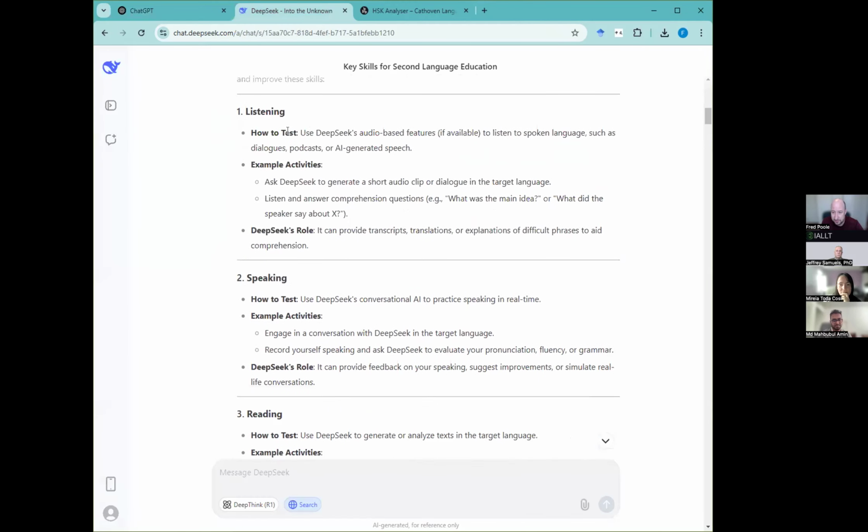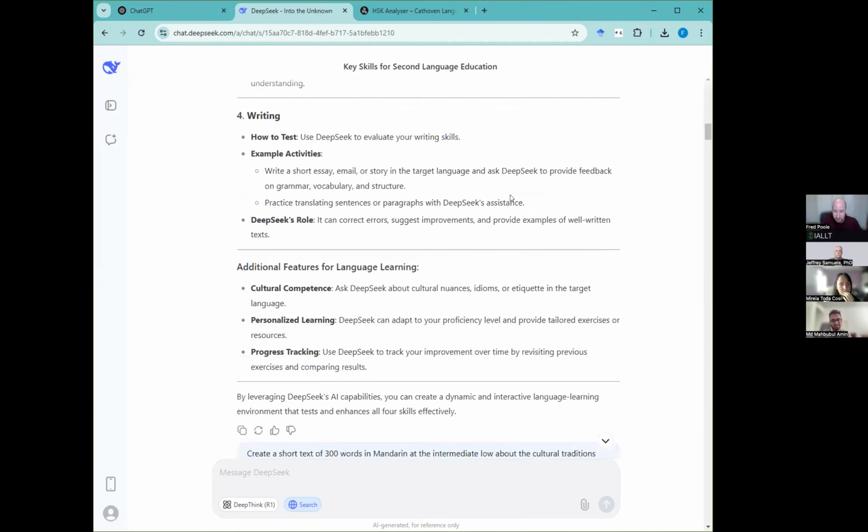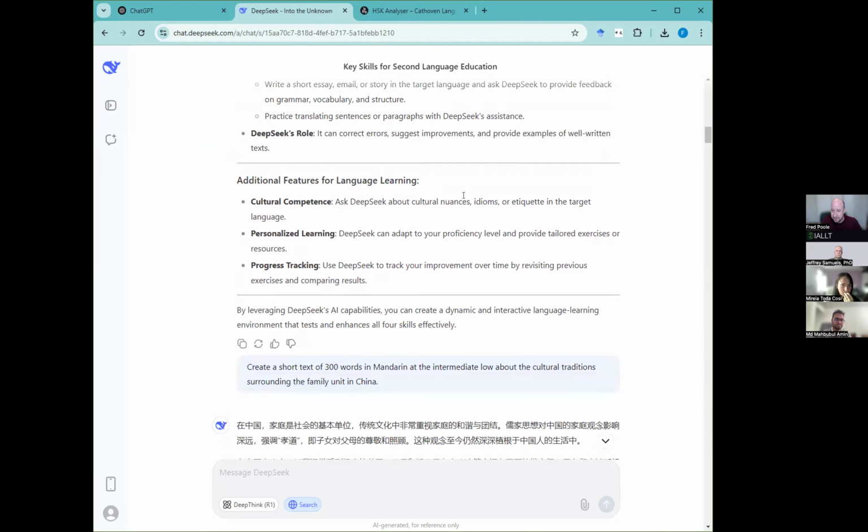DeepSeek got a little more interesting in terms of putting out example activities, and using DeepSeek for conversational AI practice in real time. Although the interesting thing here is that DeepSeek doesn't actually allow you to have real-time conversations with it. ChatGPT you can, but DeepSeek doesn't. So it's kind of interesting that it's suggesting that you could have a real-time oral conversation with it when you actually can't.